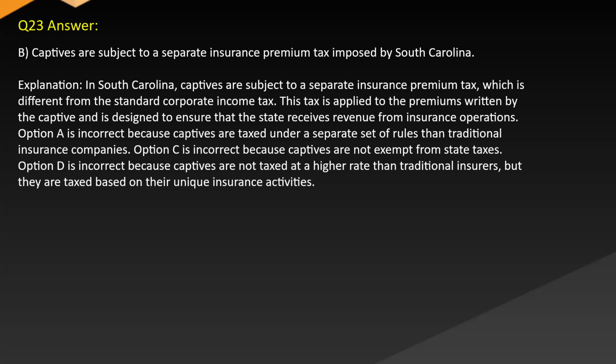Option A is incorrect because captives are taxed under a separate set of rules than traditional insurance companies. Option C is incorrect because captives are not exempt from state taxes. Option D is incorrect because captives are not taxed at a higher rate than traditional insurers, but they are taxed based on their unique insurance activities.